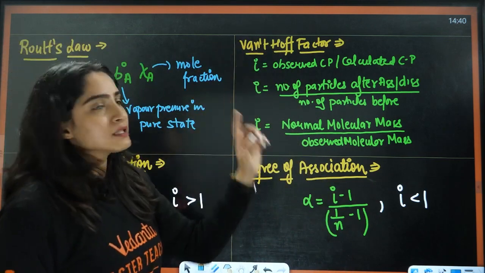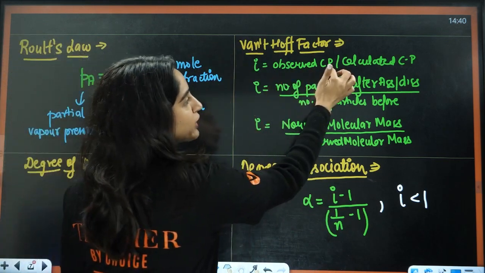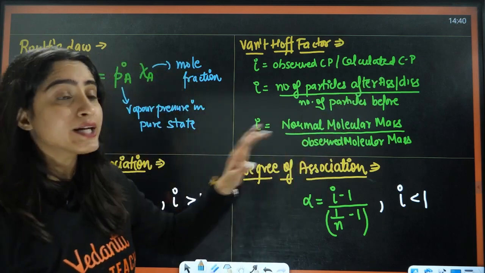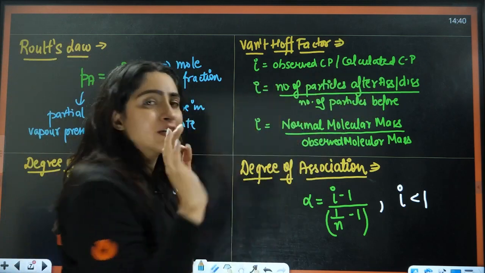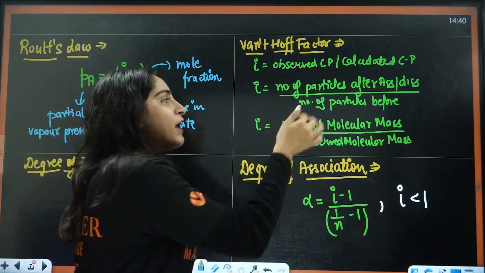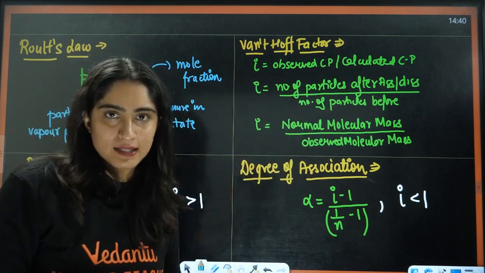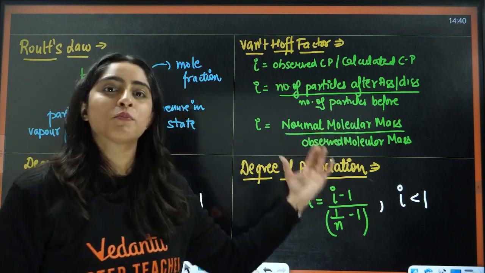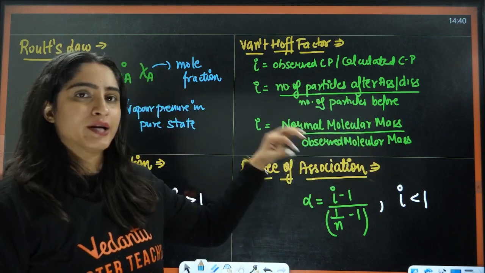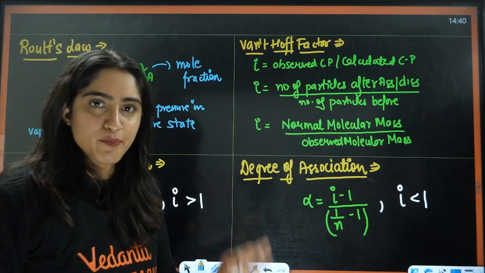Next, we have the Van't Hoff factor. For the Van't Hoff factor, I is equal to observed colligative property divided by calculated colligative property, that is also equal to the number of particles after association or dissociation divided by the number of particles before, initially. Then we have normal molecular mass divided by observed molecular mass. Here you will calculate the I and put it in the colligative properties.